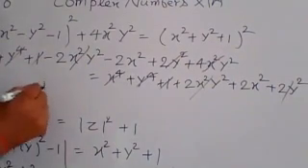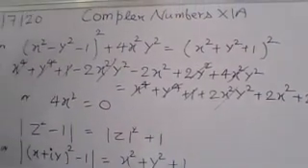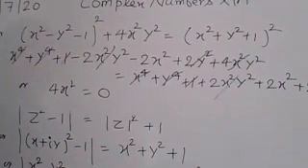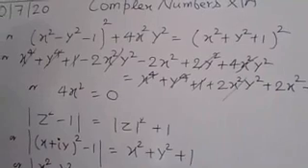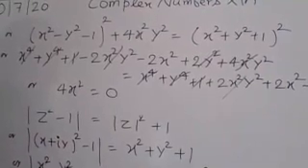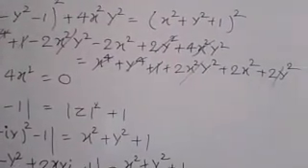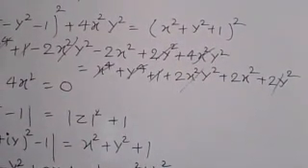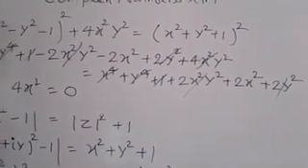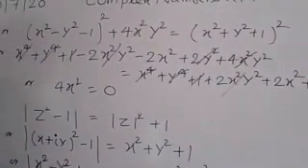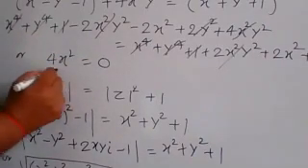4 times x square is equal to 0. You write it. 4 times, first you note that step. Yes, write it. So here most of the terms are cancelled out. And finally, you have 4x square is equal to 0, or you can say x is also 0.